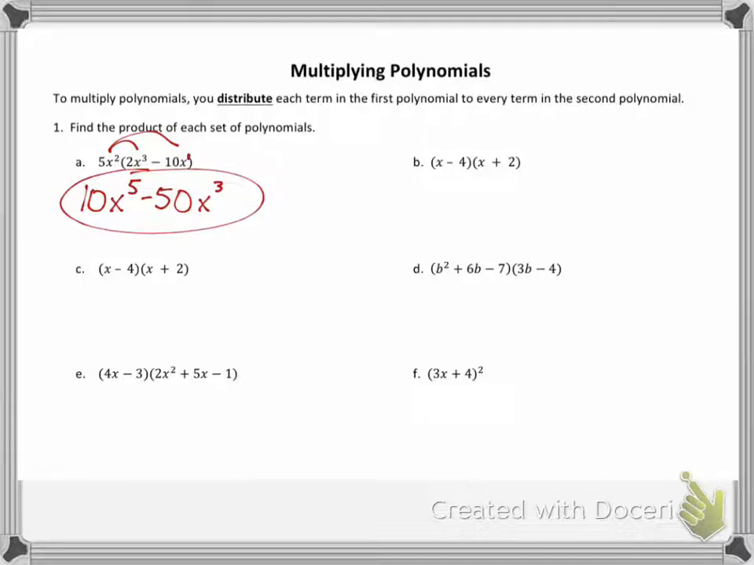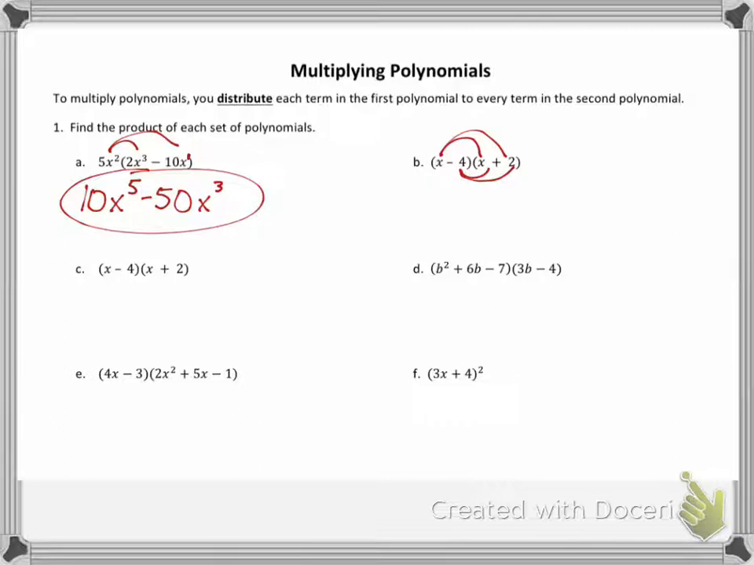Now, we've distributed terms like that before. Now what we're going to do is review how to distribute if I have multiple terms in an expression that need to be distributed. So here in B, I have x minus 4 times x plus 2. Everything from the first polynomial has to apply to everything in the second polynomial when it comes to multiplication. So here's what that means. The x from the first polynomial is going to get distributed to the x and the 2 of the second polynomial. Then I'm going to take the negative 4 and apply it to the x and the positive 2 of the second polynomial.